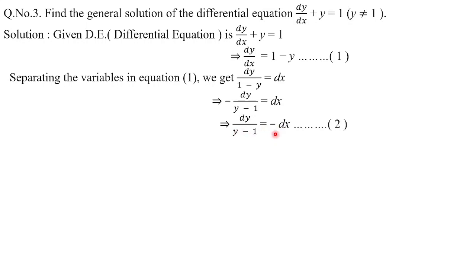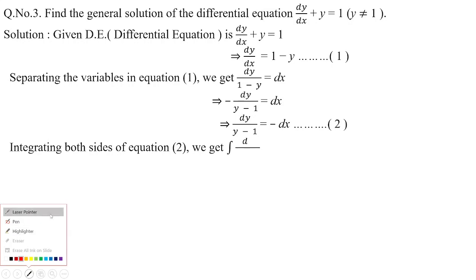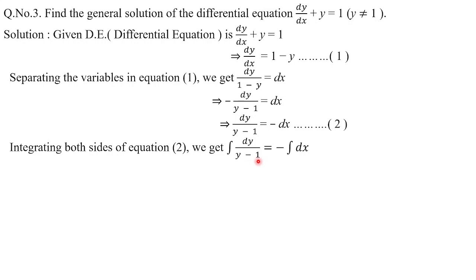After that, we have to take integrals on both sides of this equation 2. Integrating both sides of equation 2, we get integral dy by y minus 1 is equal to minus integral dx. Understood this step, my children?